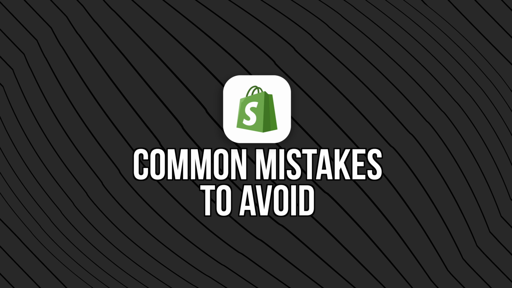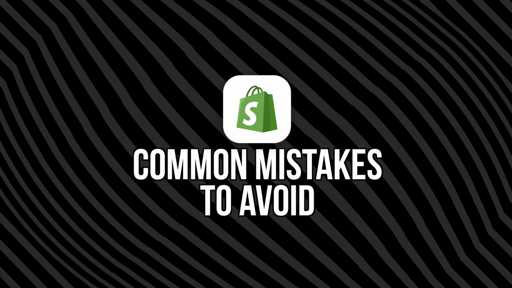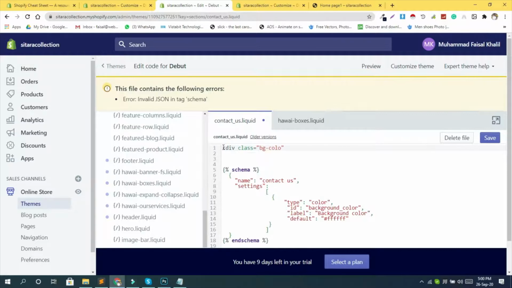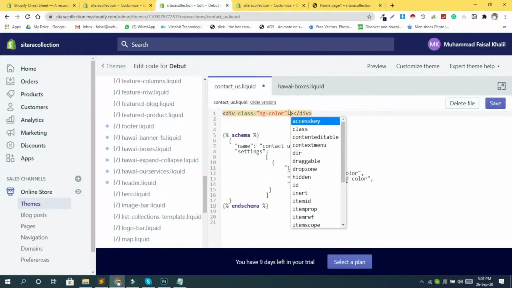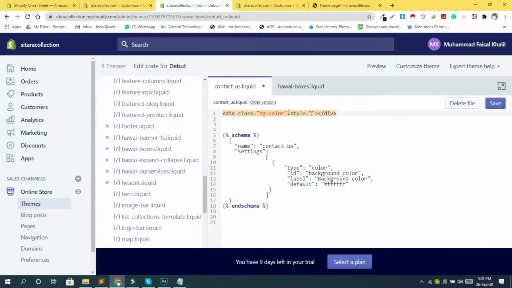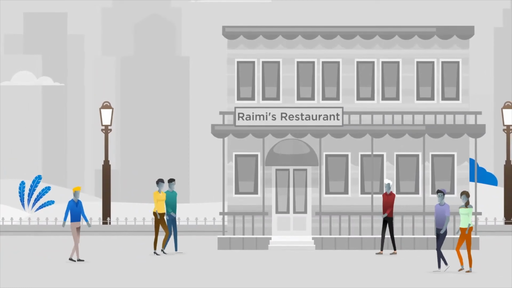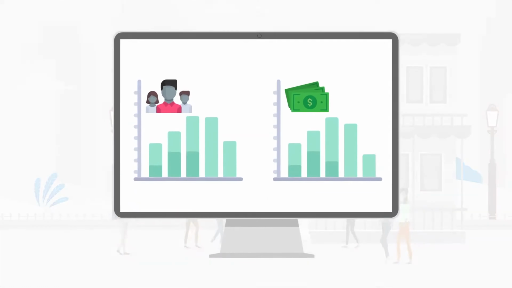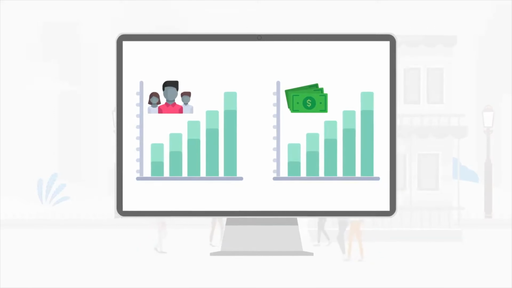Common mistakes to avoid. There are a few mistakes that are worth avoiding. One is assuming your theme has perfect schema and never testing it. Another is adding schema once but never updating it when your product details change. A third mistake is installing multiple apps that all generate schema, which can confuse Google with duplicate or conflicting information. And the last mistake is thinking that schema is going to solve everything. It is powerful, but it only works well when combined with solid SEO and a good user experience.